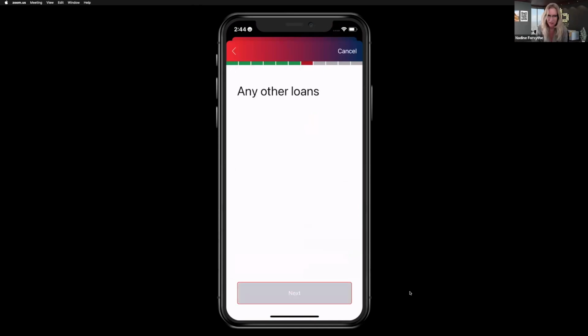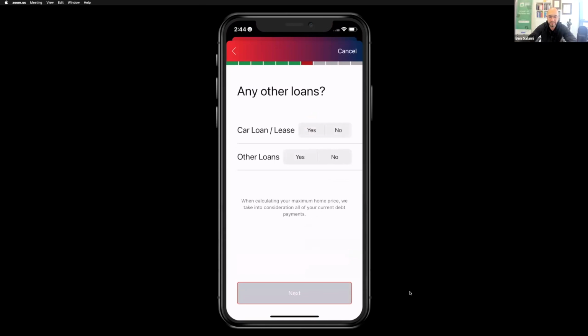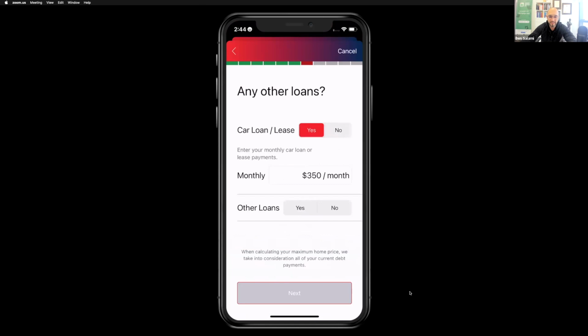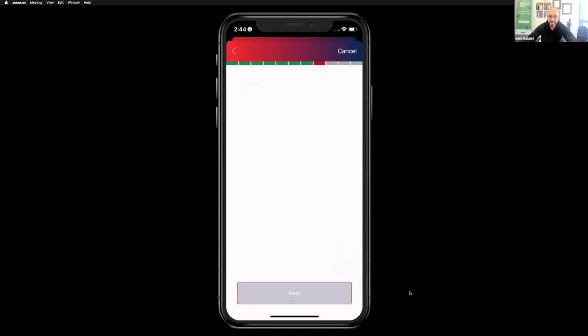All right. So are there any other loans? I do have a car lease. Yes. Okay. 350 monthly. Anything else? No other loans. No. Lucky you. Okay.